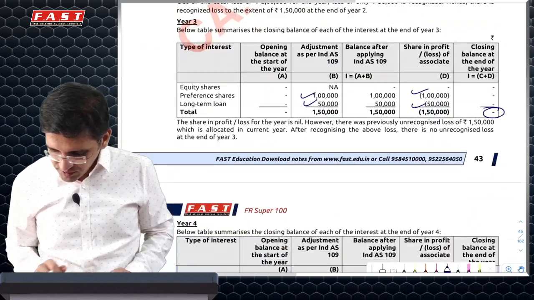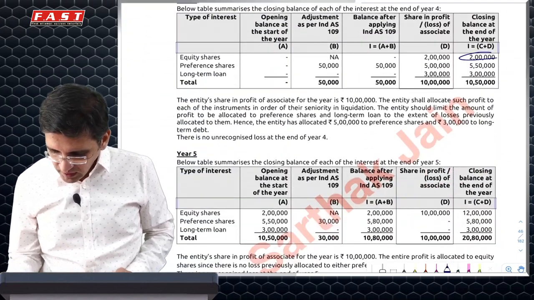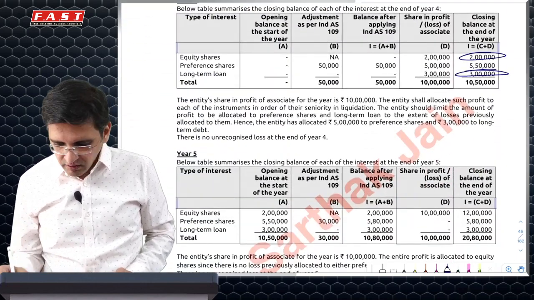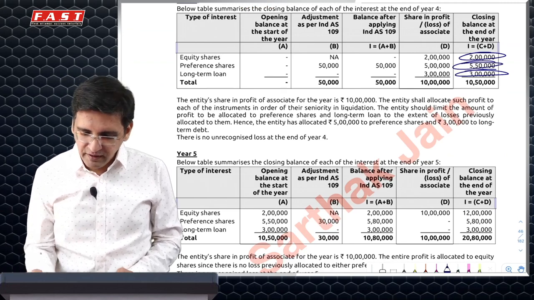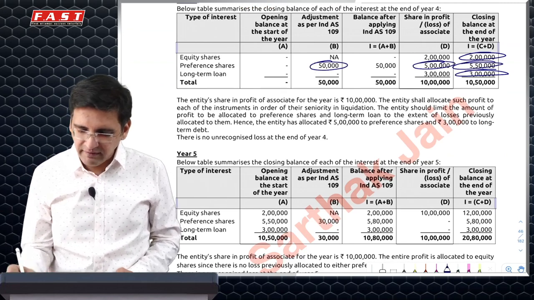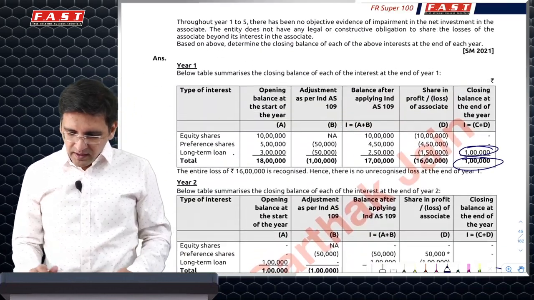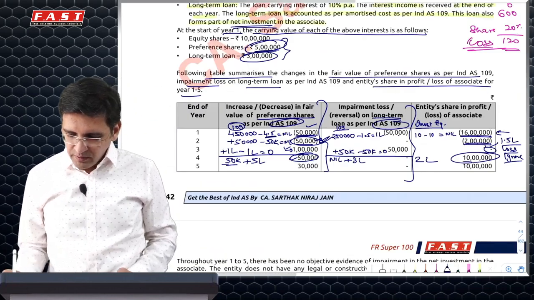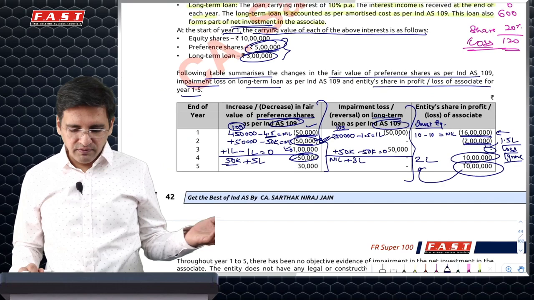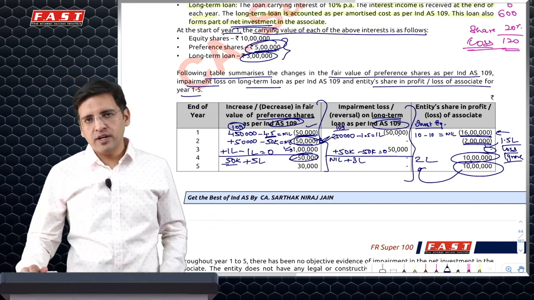So fourth year, if you see the table, you will find this. 2 lakh equity. 3 lakh goes to long-term loan and preference share will be at 550, which will be 50 from 109 and 5 lakh due to Ind AS 20. And then the last year, whatever gain you make will be all part of equity investment because you've already kind of recovered everything in preference and loan.